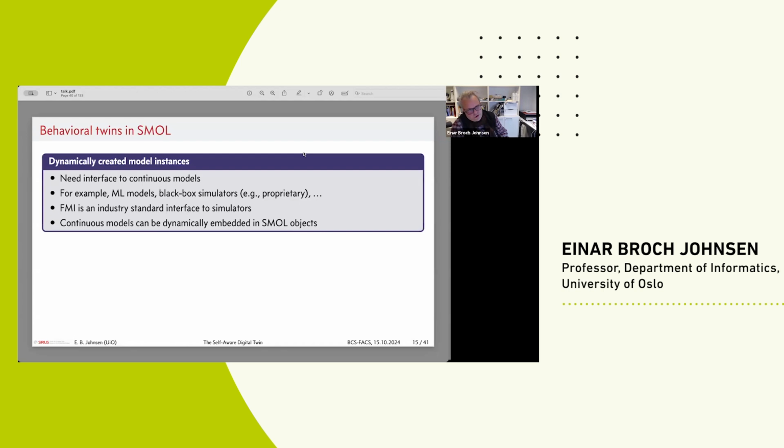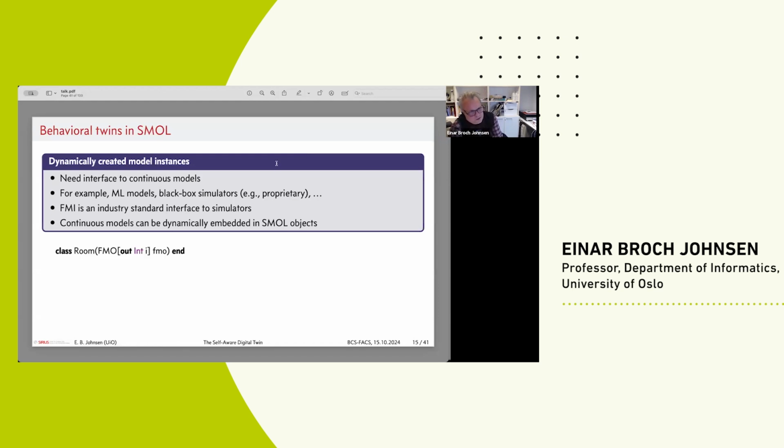And FMI, functional mockup interface, is an industry standard for interfacing to simulators, but it can also be used to interface to other kinds of modules, sensors, for example. But this gives us a way now of dynamically embedding different kinds of models as Smol objects into this runtime configuration of the digital twin.